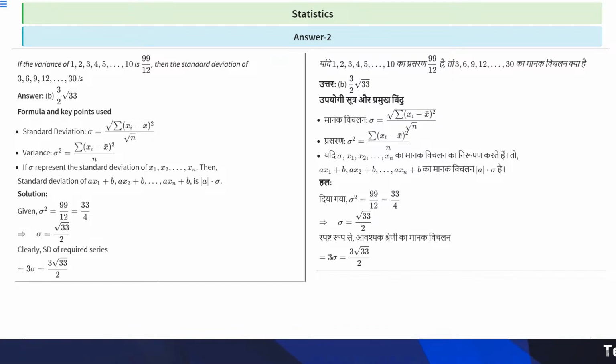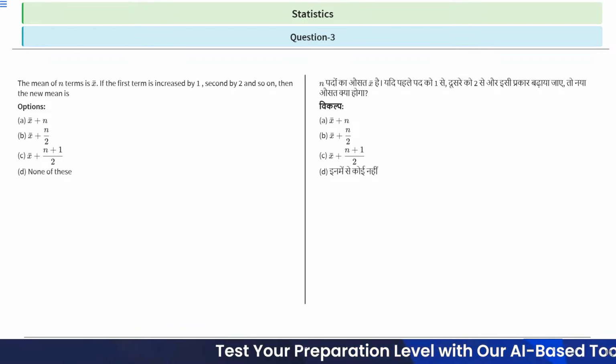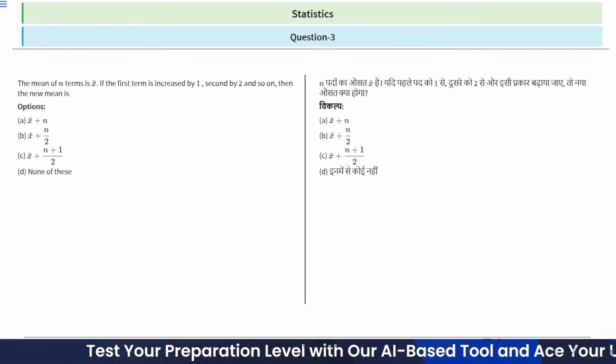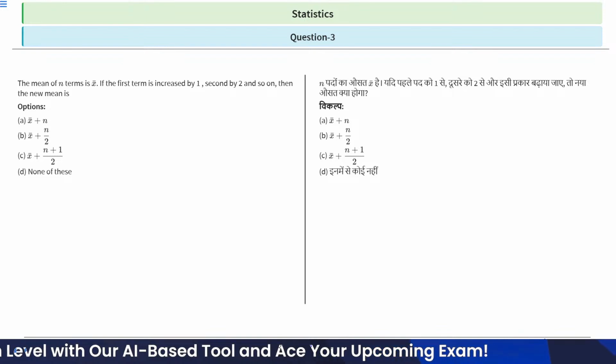Okay, let us move to the next question. Question number 3 says the mean of n terms is x bar. If the first term is increased by 1, second by 2, and so on, then the new mean is. We basically have to find the new mean.